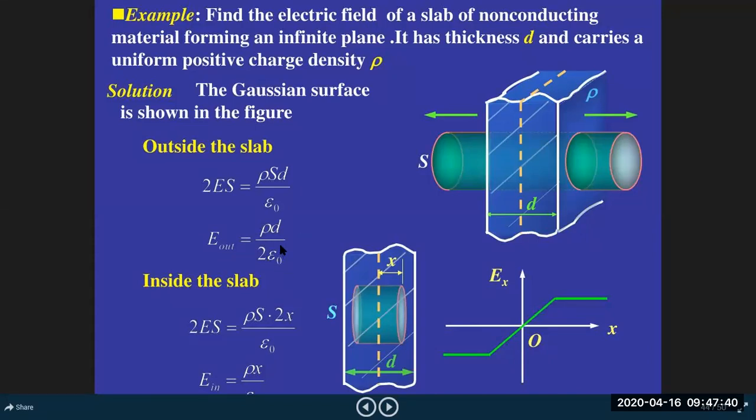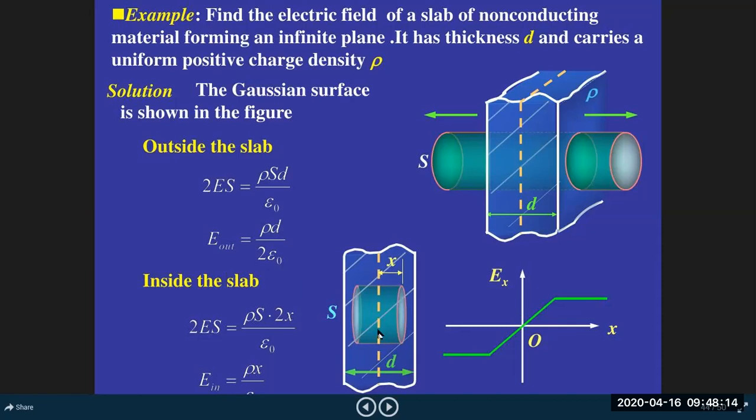So right now we have calculated the electric field due to a thick, charged, non-conducting slab, which is an infinite plane, as rho into D upon 2 epsilon naught. That means the electric field outside the slab depends on the thickness of the slab and the charge density of the slab. The more the thickness, the more the electric field. Now come to the point inside.